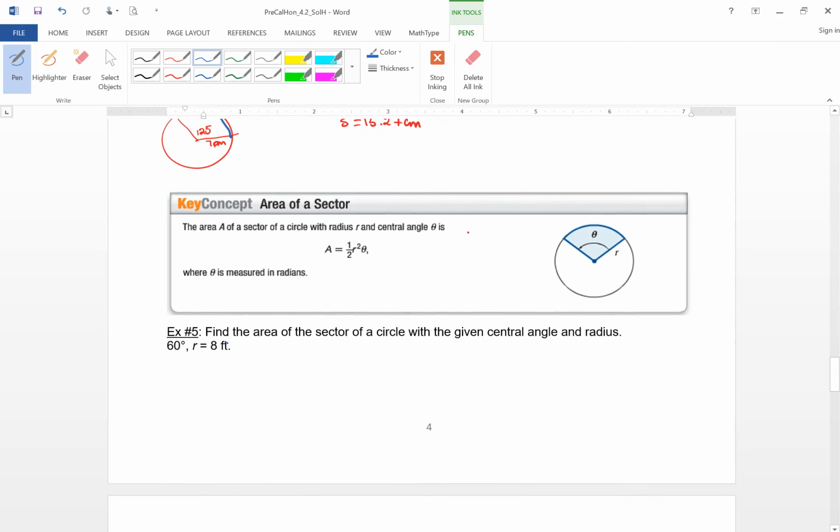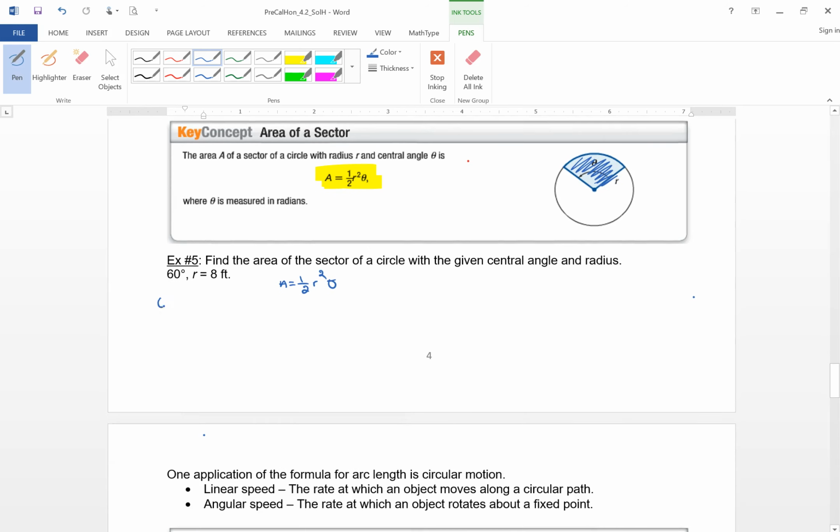Now here, A equals half R squared theta. This is the area of this sector. Okay, so area of a sector is that, and it's exactly half times base times height, but throw in an R and a theta, and you know that's exactly what it is. So 60 degrees is the same as pi over 3. So A is half times 64 times pi over 3. It's 32 pi over 3, which is 33.5 square feet.